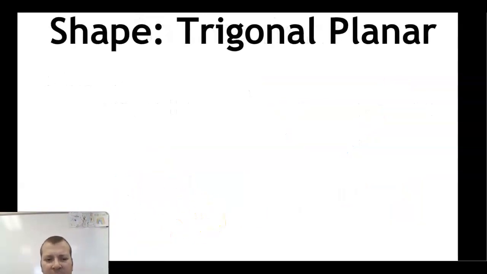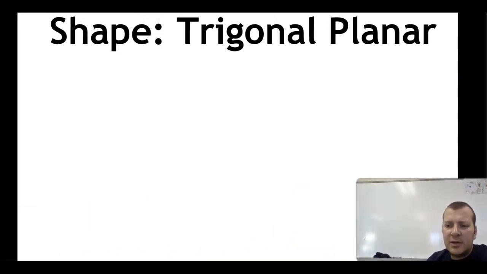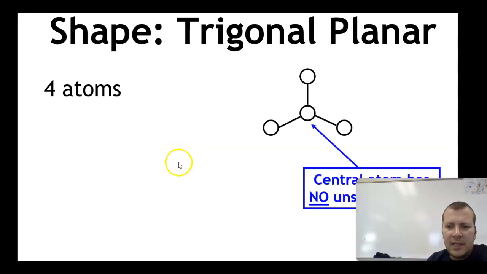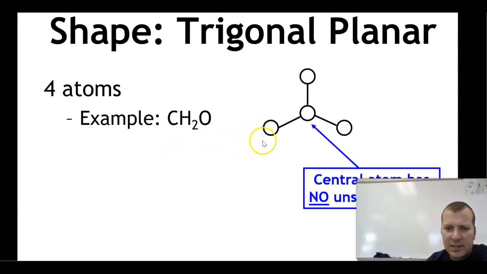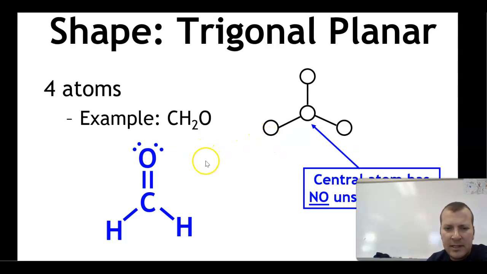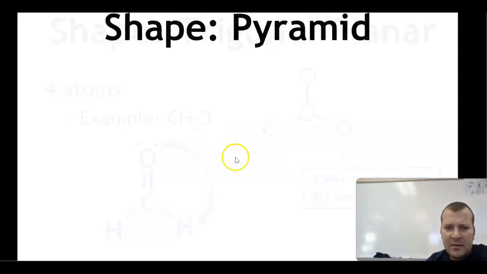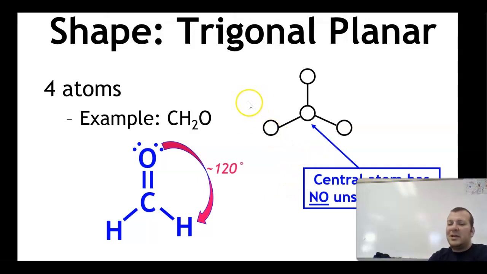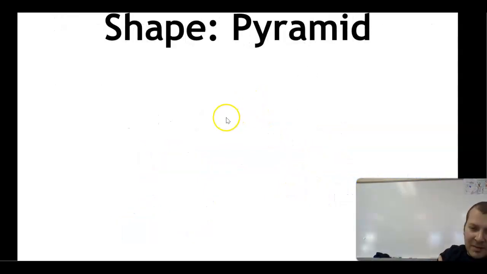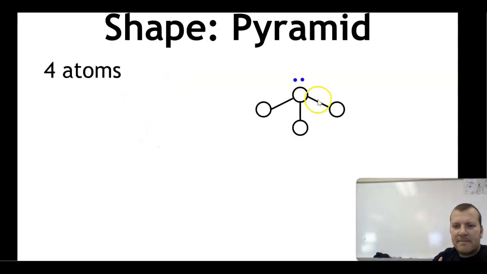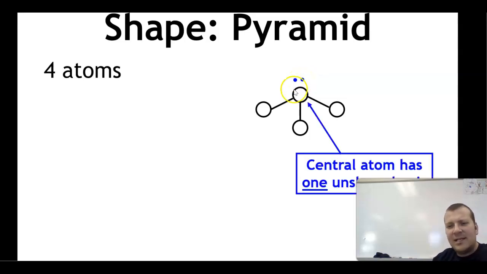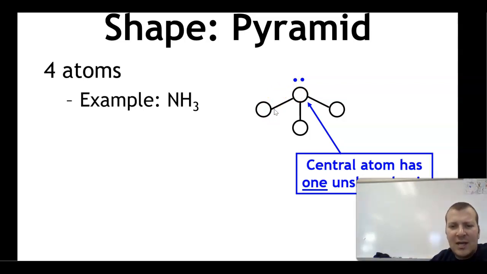All right, next is trigonal planar. Trigonal planar looks like 4 atoms, where there's no unshared electrons in the middle. There's a double bond, and it looks like that. Now, what you can probably guess is the next one is trigonal pyramidal. Pyramid is the same thing, 4 atoms. However, once again, the key thing here is the dots in the middle. Central atom has 1 unshared pair. That's going to create a pyramid.